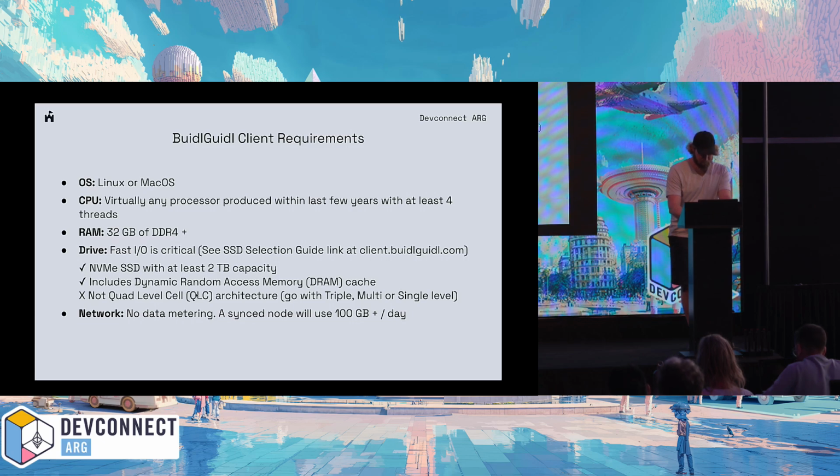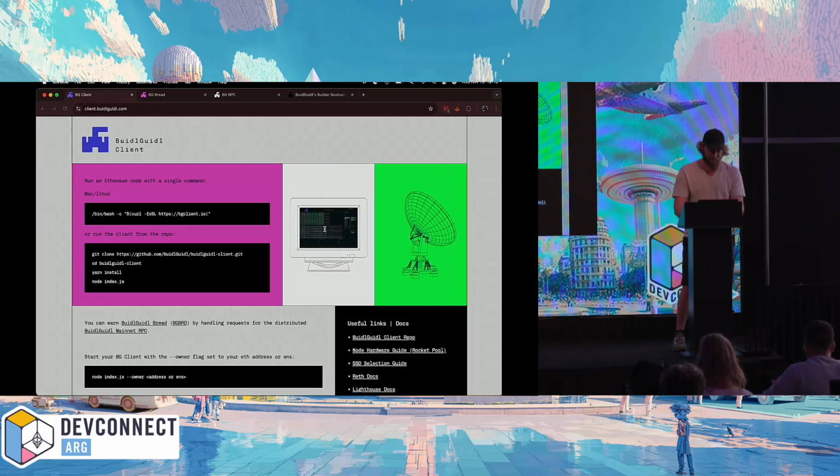And as far as your network, you're going to want to make sure that your data is not being metered, because a sync node will use more than 100 gigs a day, and they're going to use more than that when they're syncing. And so, yeah, the drive selection is very critical, and it can be confusing.